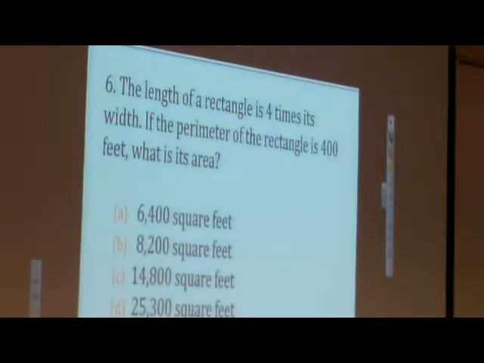So here's an item that I think it'd be good for you to think through, just what's a good strategy for you doing this. The length of a rectangle is 4 times its width. If the perimeter of the rectangle is 400 feet, what's its area? If you saw an item like that, what would you do? What would be the first thing you would do?